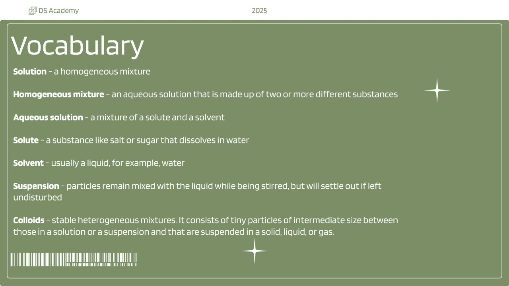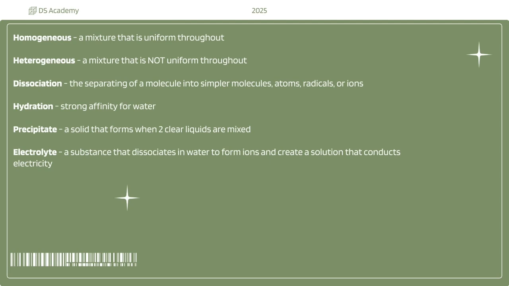Suspension. Particles remain mixed with a liquid while being stirred, but will settle out if left undisturbed. Colloids. Stable heterogeneous mixtures. It consists of tiny particles of intermediate size between those in a solution or a suspension, and thus are suspended in a solid, liquid, or gas. Homogeneous. A mixture that is uniform throughout. Heterogeneous. A mixture that is not uniform throughout.